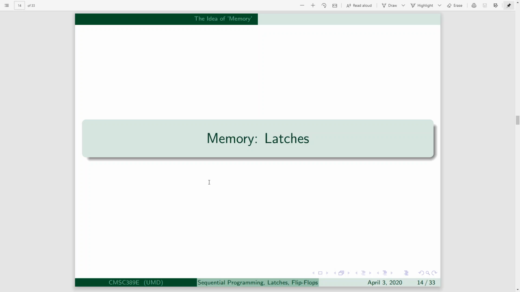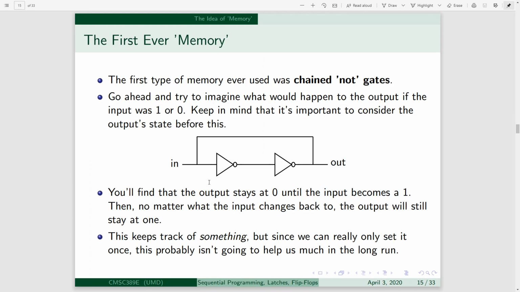This was a big problem before. People had no idea how to solve it. Engineers came together and produced this idea. So let's go ahead and investigate it ourselves. The first ever type of real memory, and I'm not talking about read-only memory, I'm talking about persistent memory in a computer, was a chain of NOT gates. Go ahead and try to imagine what would happen to the output if the input was 1 or 0, and keep in mind that it's important to consider the output state before this.